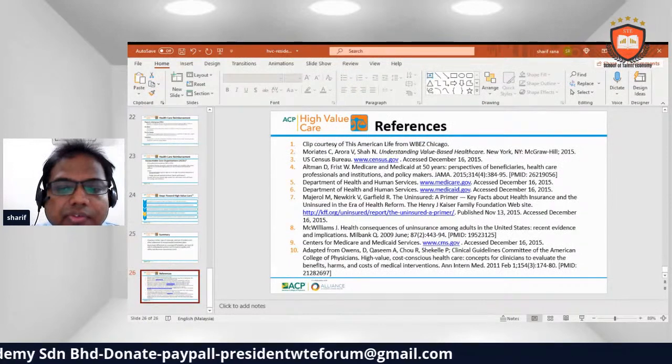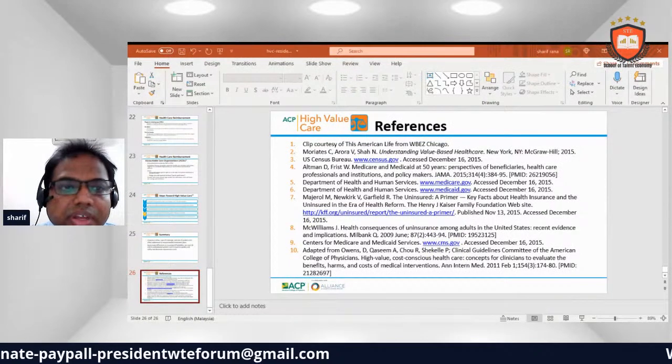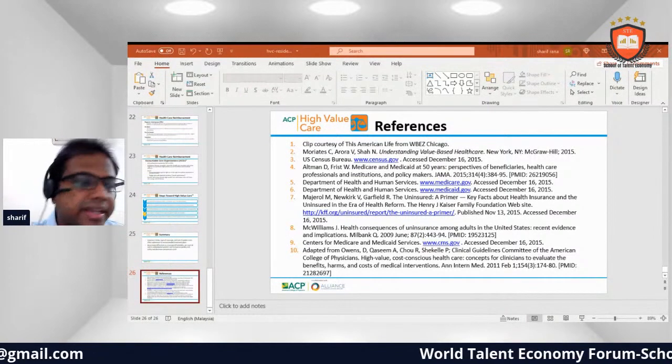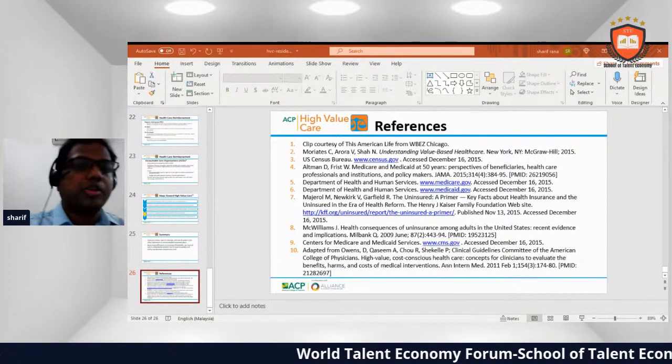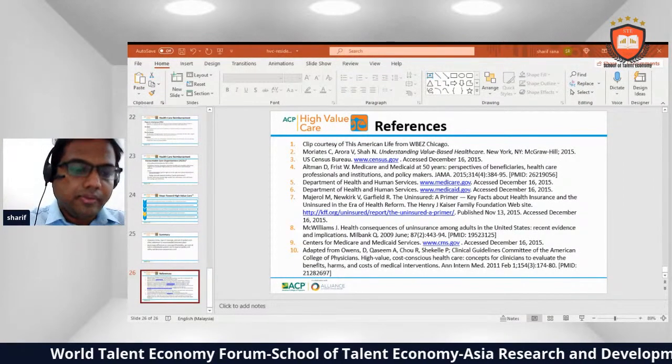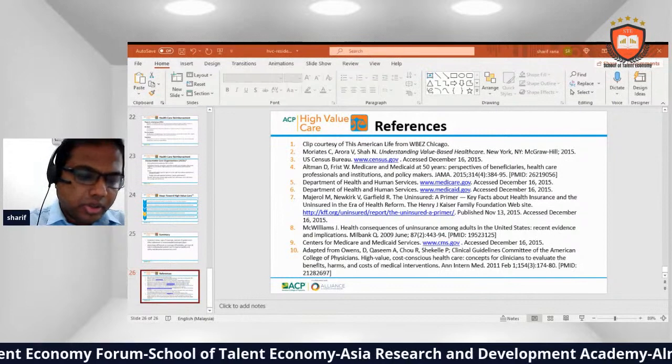This is a different kind of reference for today's session, and today's session is very important for how we can grow our economy in an effective way. Healthcare insurance is very important, and we need to be very careful about that. Healthcare insurance is also very helpful for developing nations.